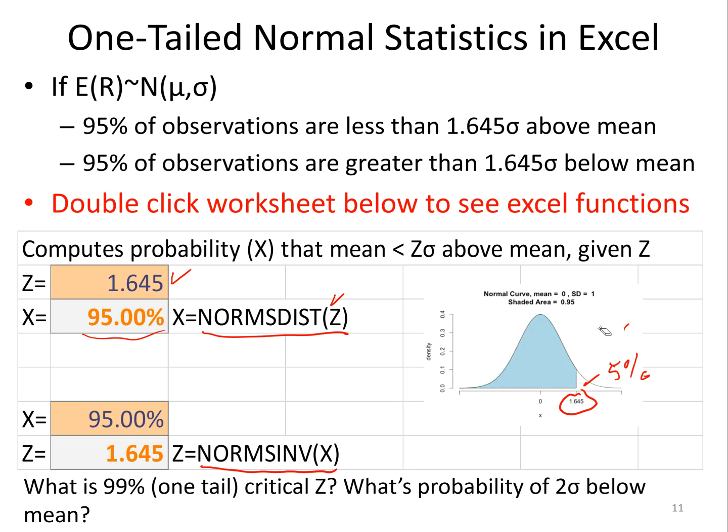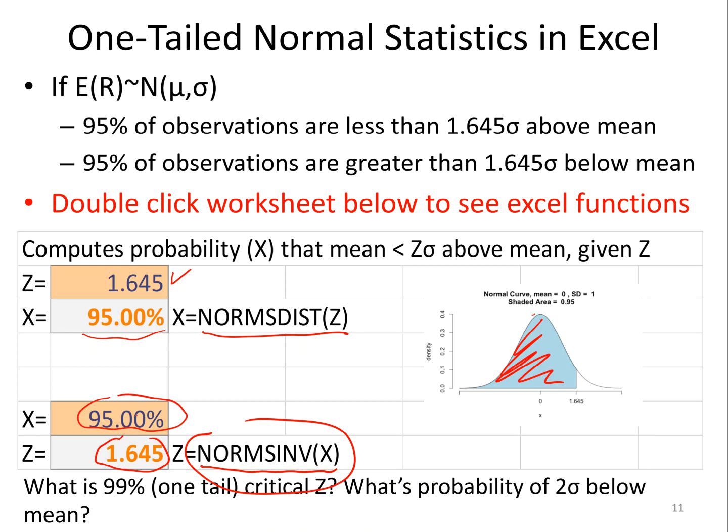Now it works both ways. Since the normal distribution is a symmetric distribution, it is also telling me that if I'm minus 1.645 standard deviations, this area, including this, is also 95%. So that would tell me that I'm 95% confident that I will not have returns worse than 1.65 standard deviations lower than the mean. Now you can also use the norm s inverse function to do the other way around. I can get the 95% confidence interval for that one-tailed test. In other words, plug in the 95%, and it'll tell me that's associated with that critical z of 1.645.